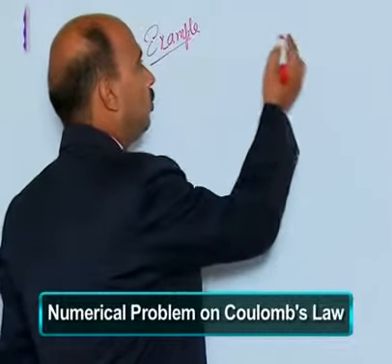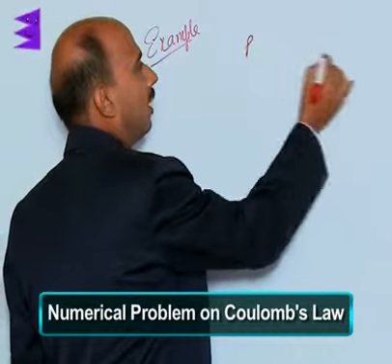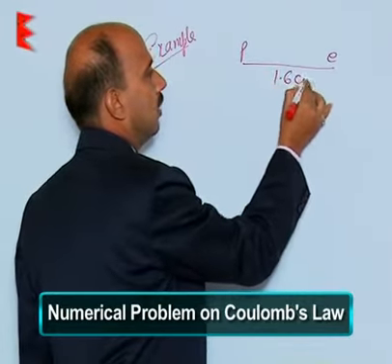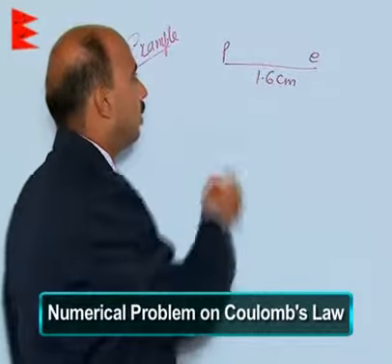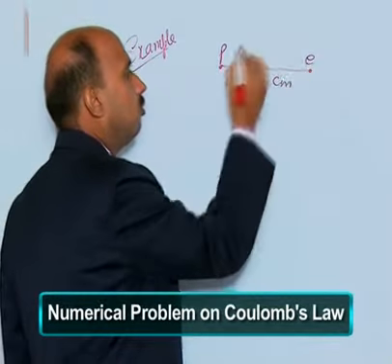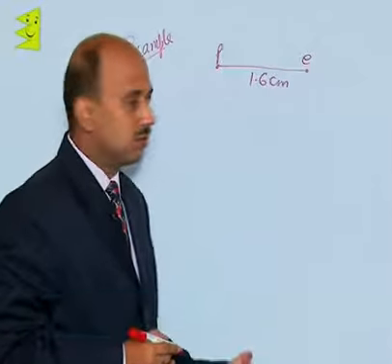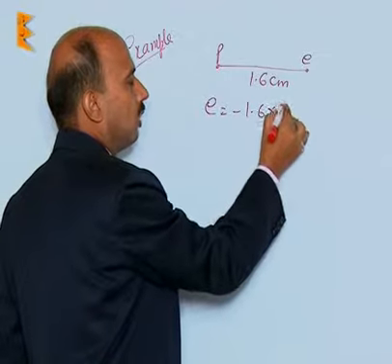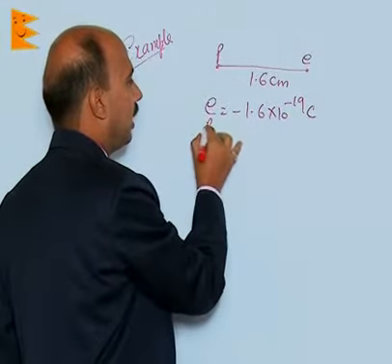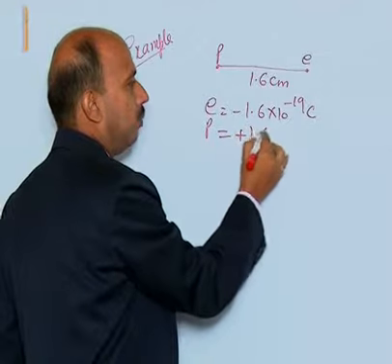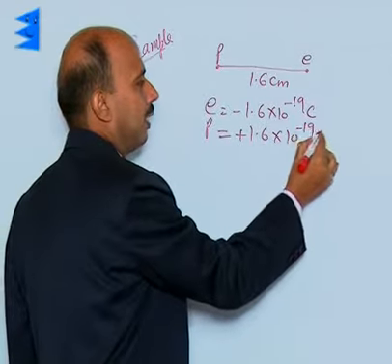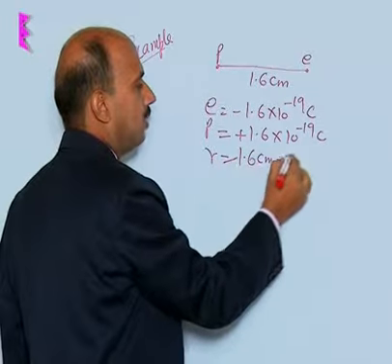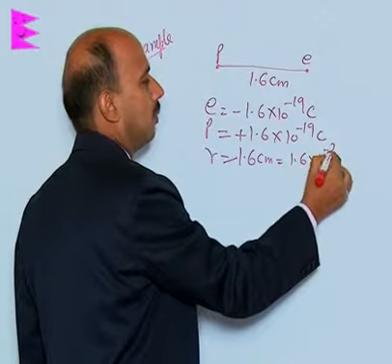Now see here, there are two charges. Suppose one is a proton, another one is an electron, separated by a distance of 1.6 centimeter. You have to calculate the force between these two, proton and electron. We know the charge of an electron is minus 1.6 into 10 raised to power minus 19 coulomb, and charge of proton is plus 1.6 into 10 raised to power minus 19 coulomb. R is given to you as 1.6 centimeter, that is 1.6 into 10 raised to power minus 2 meter.